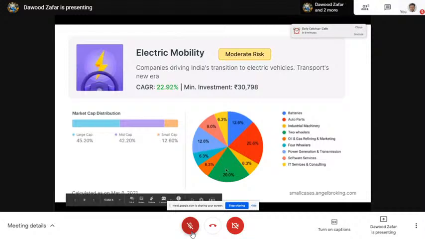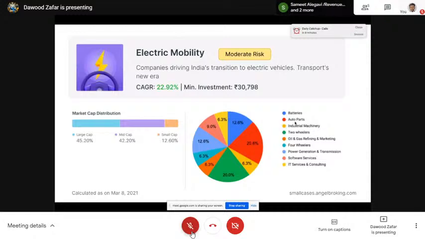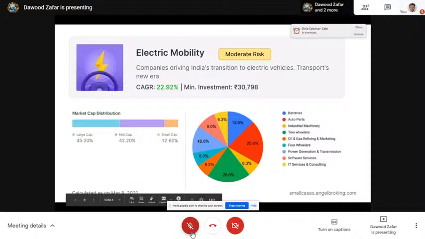So what will happen here? Research experts have weighted these portfolios like this. So in this smallcase, if you invest, you'll be investing 20% into auto parts, 12% into batteries, and so on and so forth. You'll be able to see this over here. Along with that, you'll be able to see the market cap of the stocks which are in it, like large cap at 45%, mid cap at 42%, and 12% in small cap.